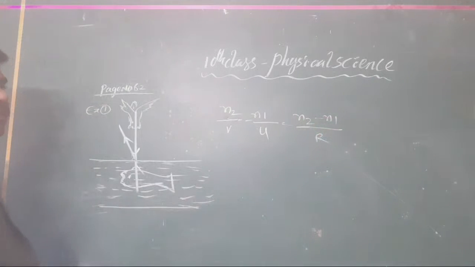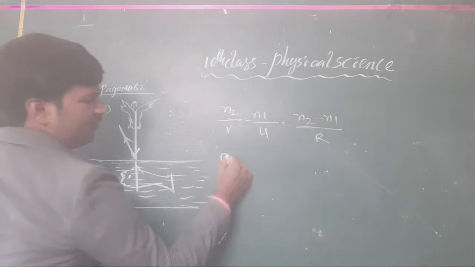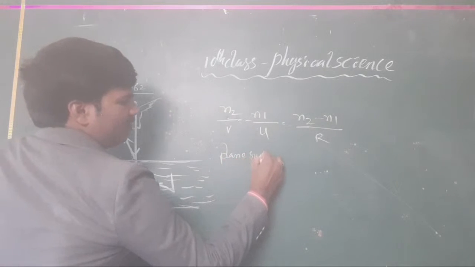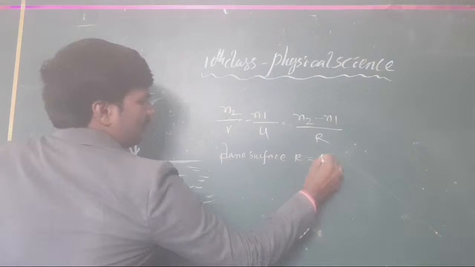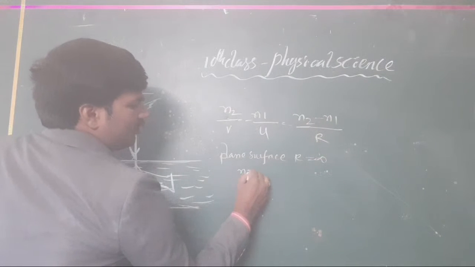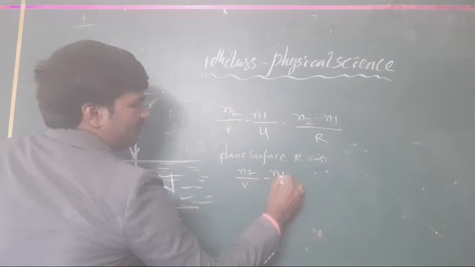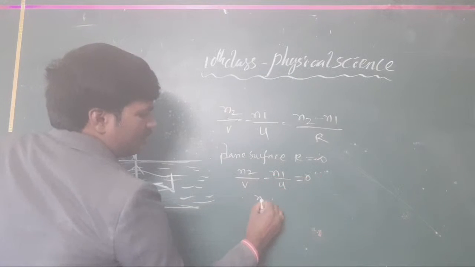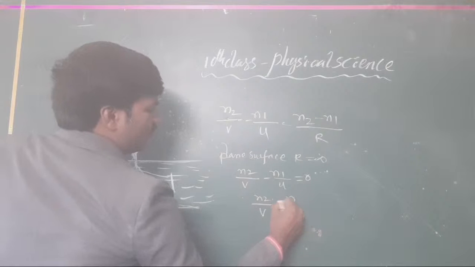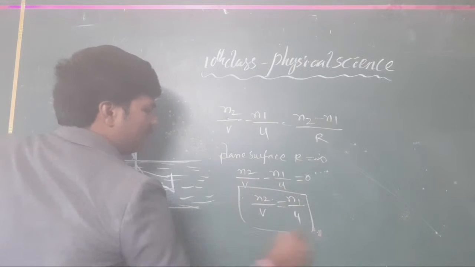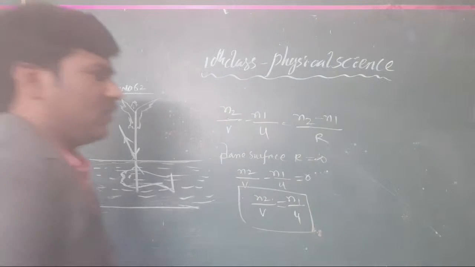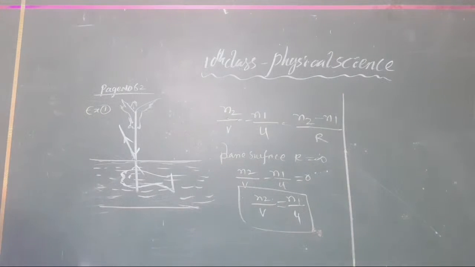Here the radius of curvature is infinity for our plane surfaces. Here it is a plane surface. That's why R is taken as infinity. This becomes 0. Now it is also written as n2 by v minus n1 by u is equal to 0. Now it is also written as n2 by v is equal to n1 by u. This is the principle we take for a plane surface. Now that is what we have to take here. When our light ray enters from water to this board.